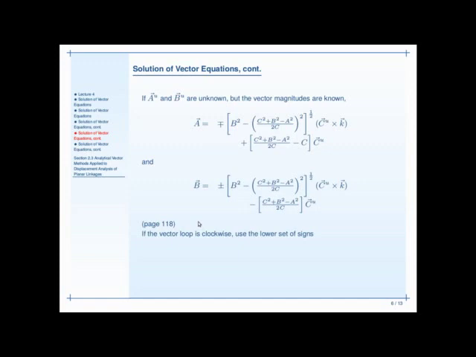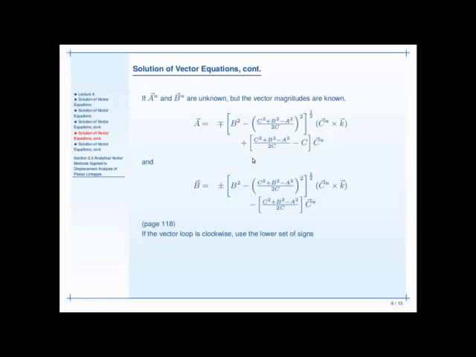The next possibility is if we know all of the vector magnitudes, but not the directions of two of these vectors, then we can again manipulate those equations to come up with some fairly long, fairly involved equations that give us the directions of vectors A and B. Because of the derivation and the way things are defined, if our vector loop is clockwise, we use the lower sets of signs in these equations.